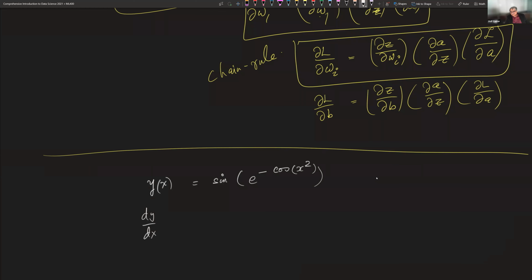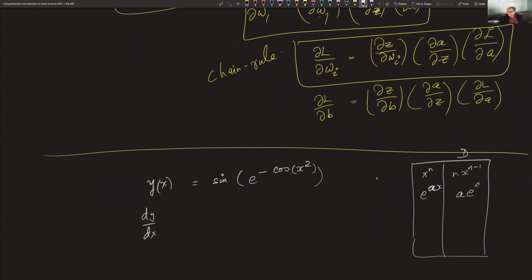Now, this hopefully looks scary enough to you, but I'll give you a little table that will help you solve this problem. All that you know is that if you take x to the power n, its derivative is n x to the n minus 1. If you take e to the power ax, its derivative is a e to the power ax, simple. If you are given sine x, its derivative is cosine x. If you're given cosine x, its derivative is minus sine x. This is all you know, right?